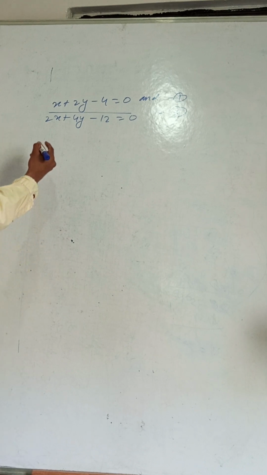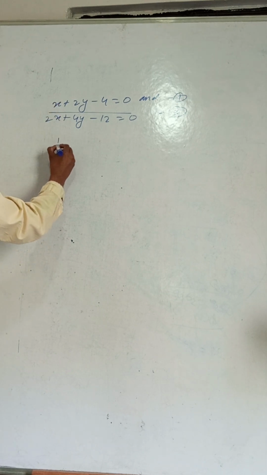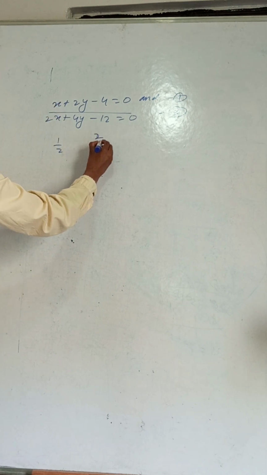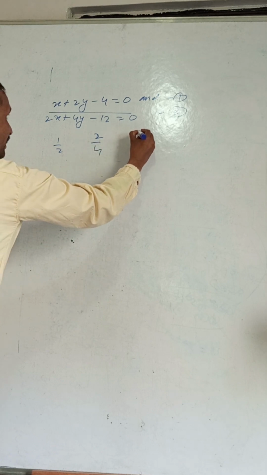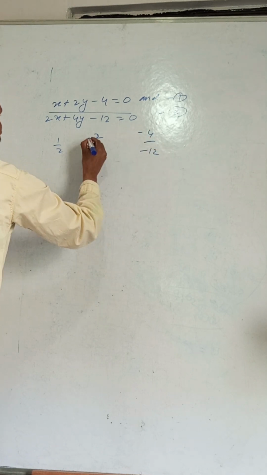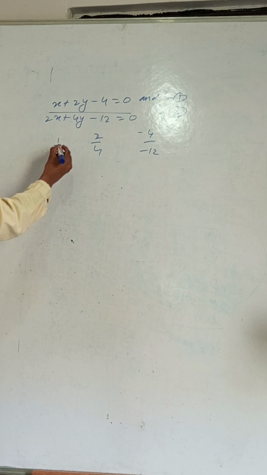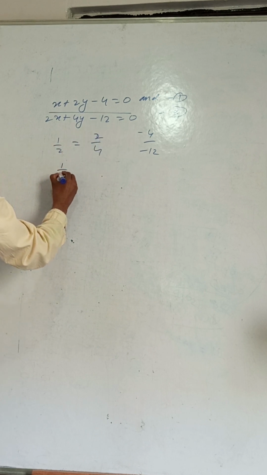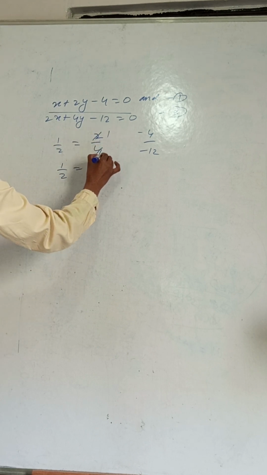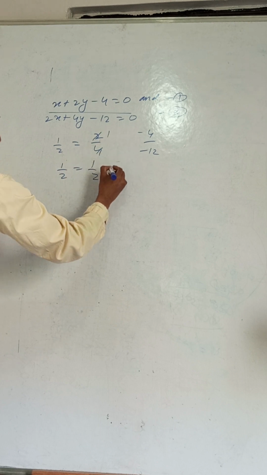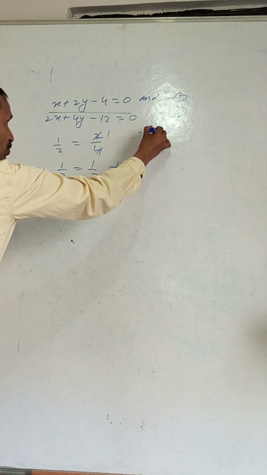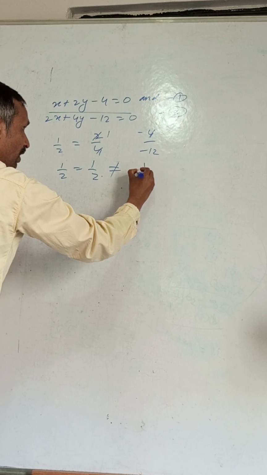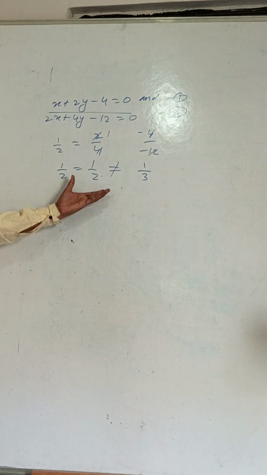So here we can write 1 by 2, 2 by 4, and minus 4 by minus 12. Okay, here the plus was not kept. Now 1 by 2 is equal to 2 by 4, because 2 1s are 2 and 2 2s are 4. But the third ratio is not equal, because 4 1s are 4 and 4 3s are 12.